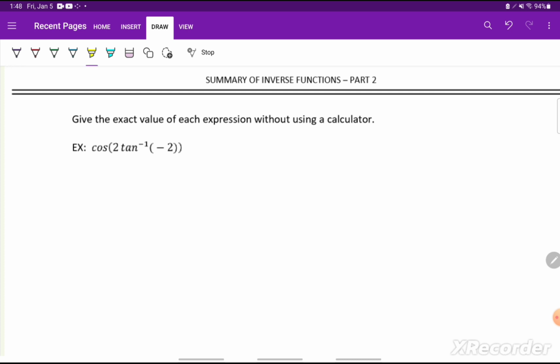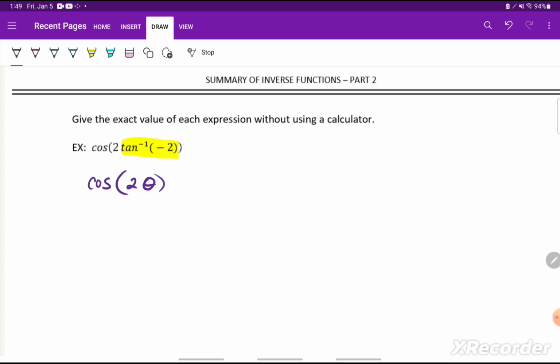Now, anytime we have an inverse trig function, that's going to represent an angle. So really what we have here is cosine of 2 times some angle theta. We're going to use our double angle formula to come up with an expression that we're going to be able to plug into.